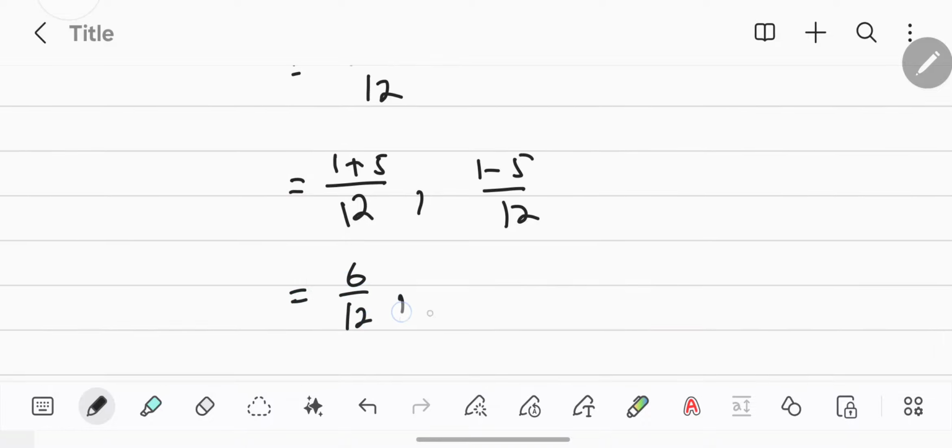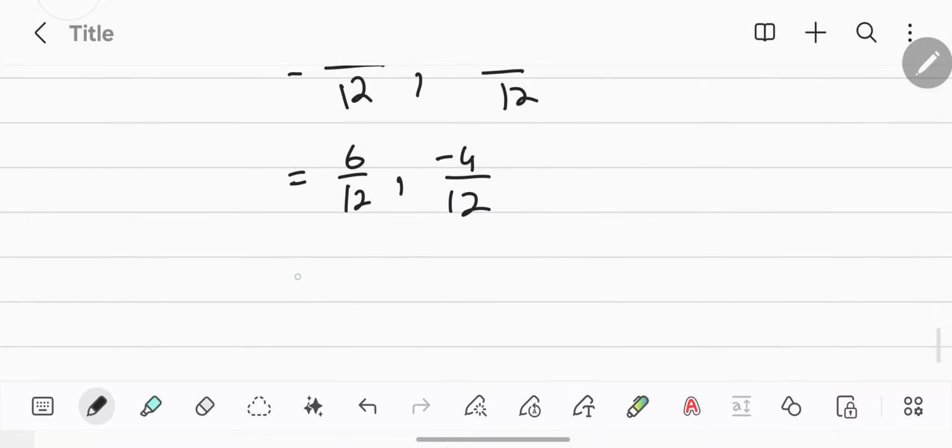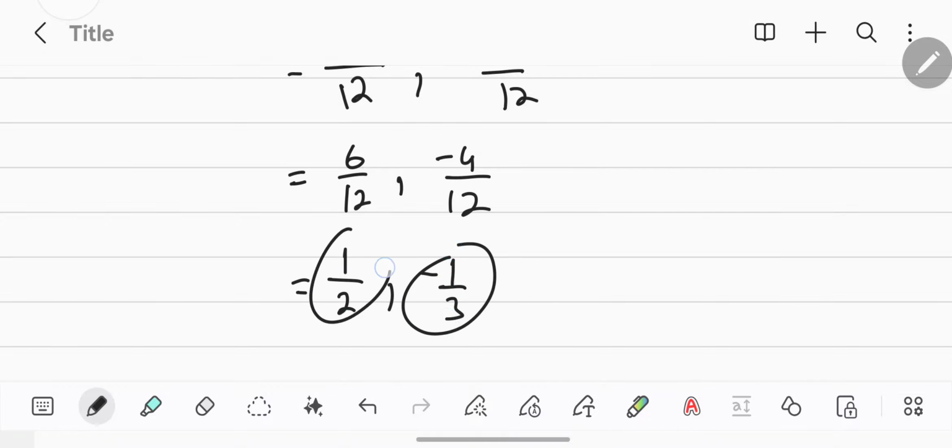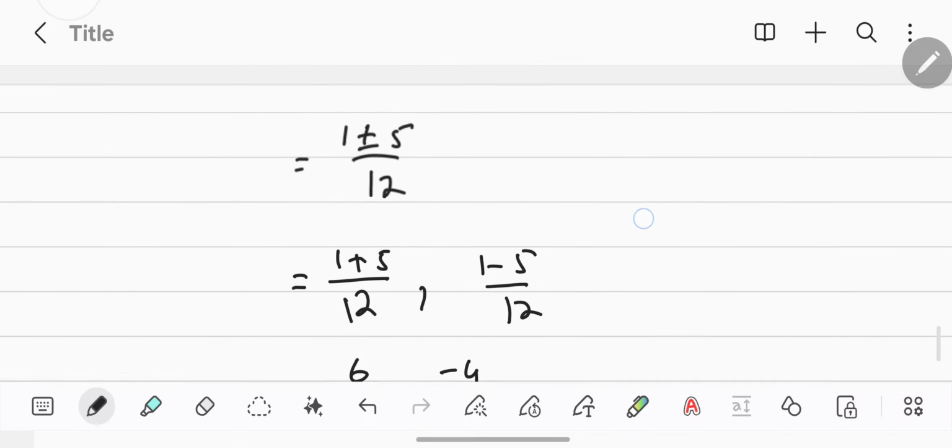6 by 12, comma, minus 4 by 12. If I cancel these, it's 1 by 2 and negative 1 by 3. So these are two solutions. Both solutions are real because they don't involve iota. Why don't they involve iota?